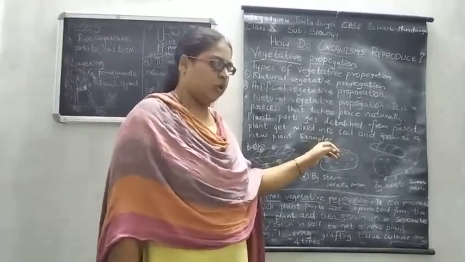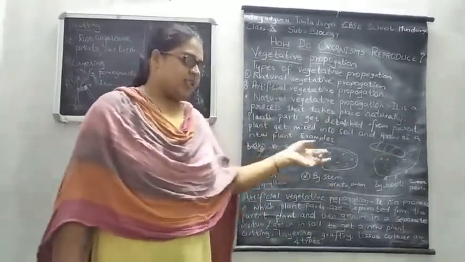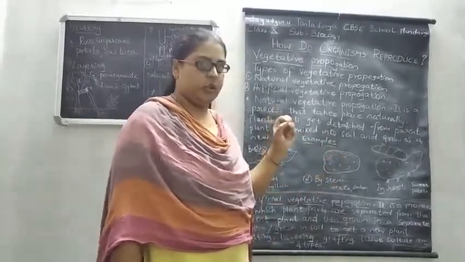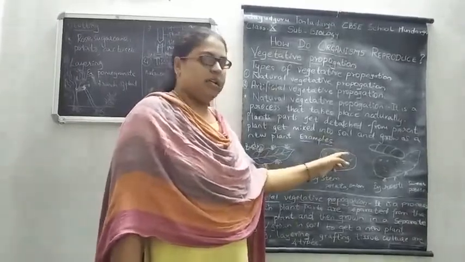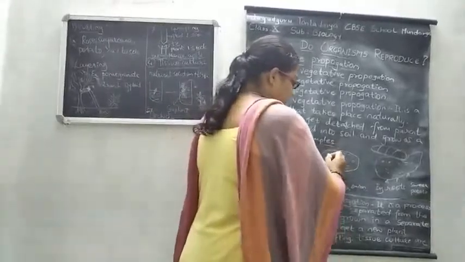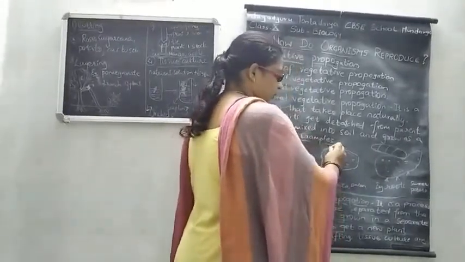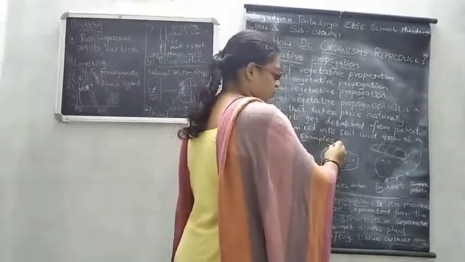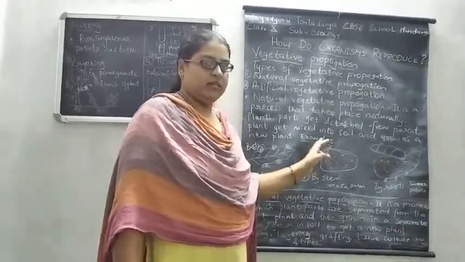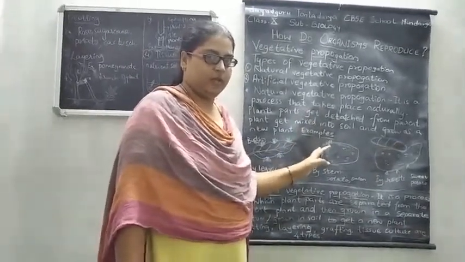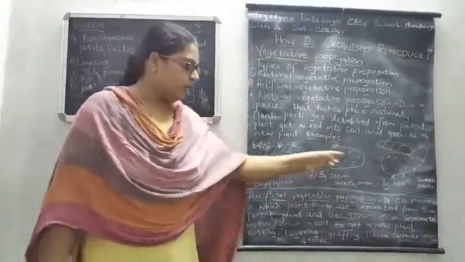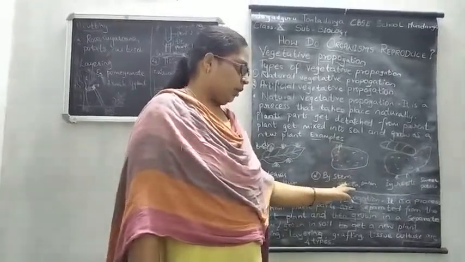For example, you have seen a potato. On the surface of the potato there are eye-like structures, small dots. From those eyes a new plant is formed. From this part small stem-like structures are formed, and these are nothing but new saplings, a new potato plant. It will grow as a new plant from these parts, from the eyes of the potato.